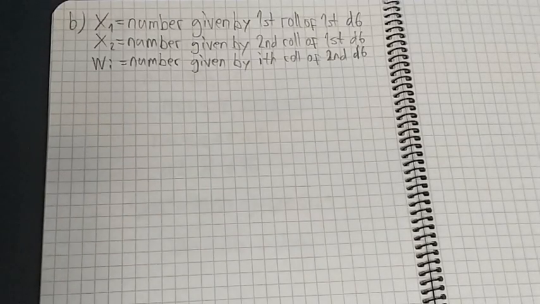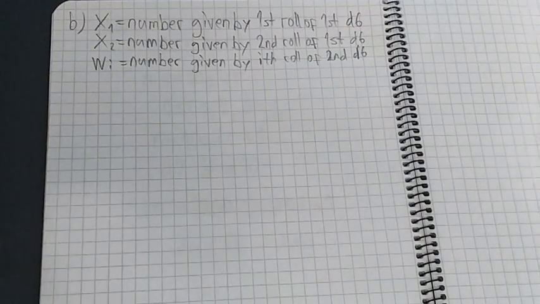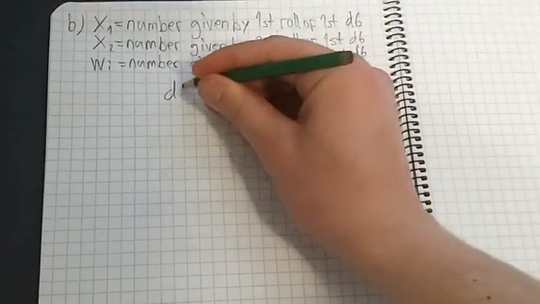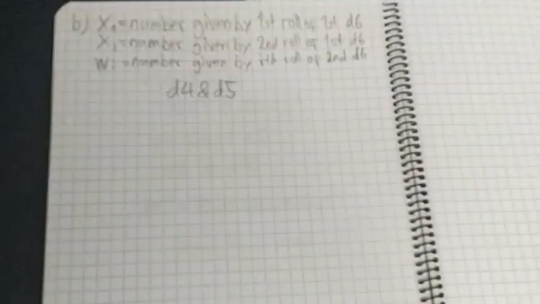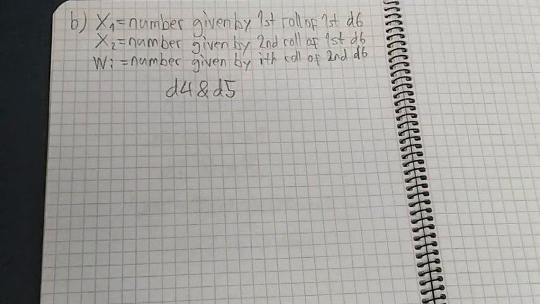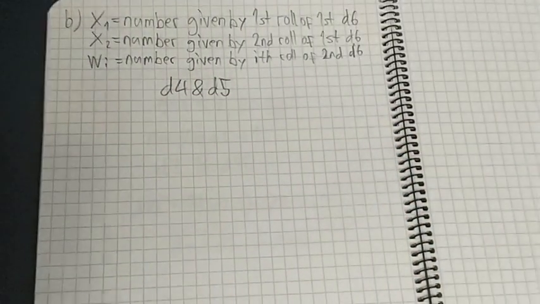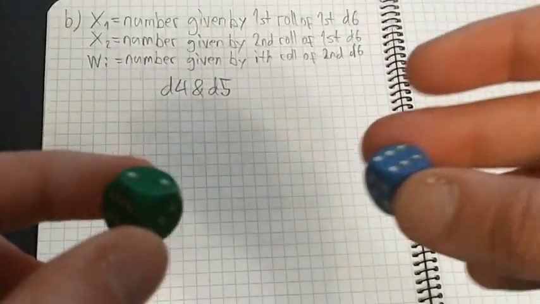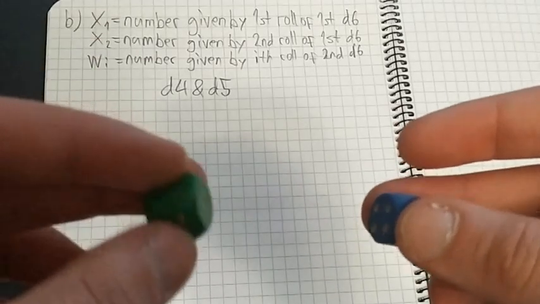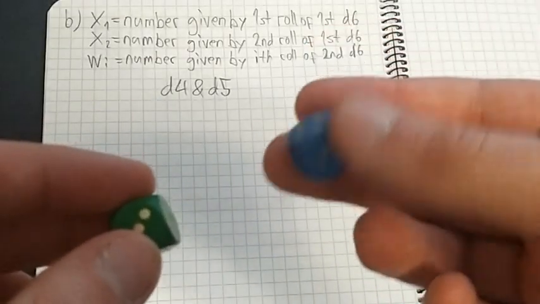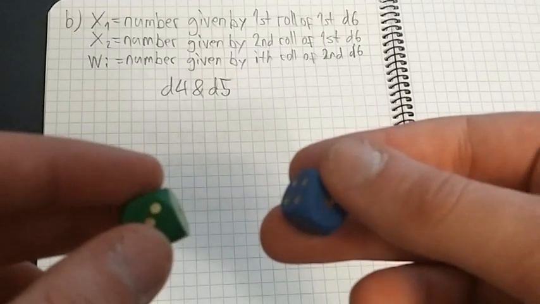Simulating a 20-sided dice by only using 6-sided dice is a bit trickier, but we can do it by simulating a 4-sided and a 5-sided dice, for example, by using 6-sided dice and then combining these two results. So now we can think of this green and this blue dice, so that this green one simulates the d4 and the blue one, the second dice, simulates the d5.